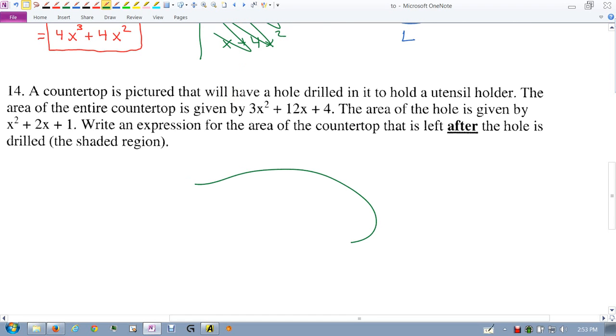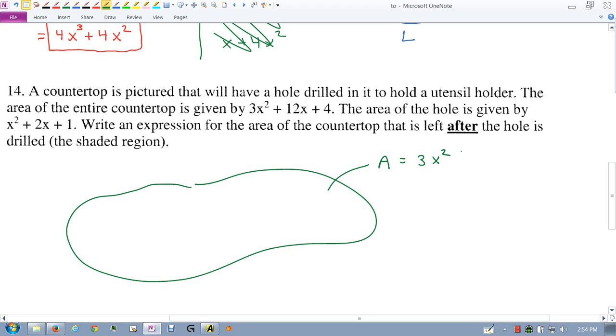So you have a countertop. No one said it had to be rectangular or anything like that. And what I know is that the area of this whole thing is 3x squared plus 12x plus 4. Then we're going to come in here and we're going to drill a hole. Going to assume a circle, right? Out of this thing.